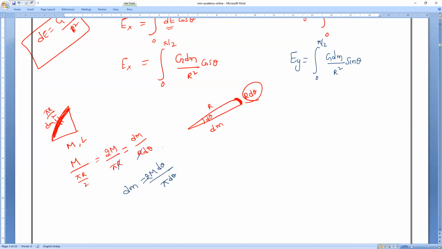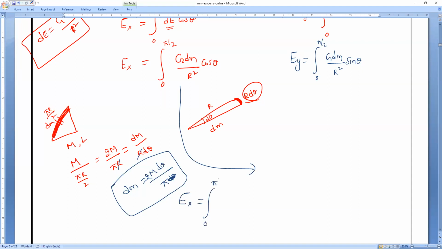So d theta will go up, correct? Yes or no? Yeah, I missed it here. So d theta will go up. So dm is 2M d theta divided by pi. So that's the dm value. Take it and substitute it here, so we'll get the x and y axis both. For the x-axis, you can notice 0 to pi by 2. Now capital G and R square are constant, so I'll get dm cos theta.